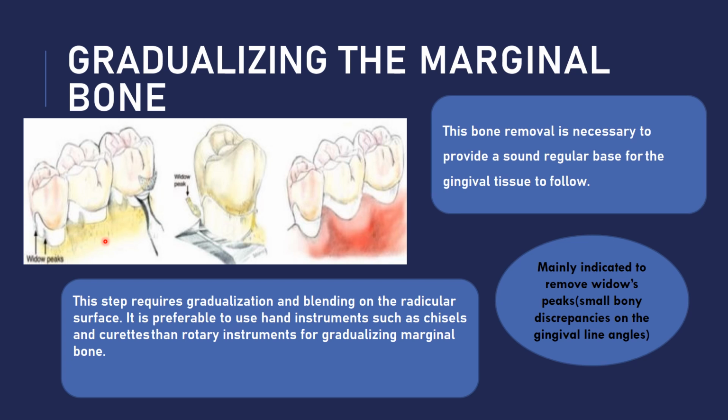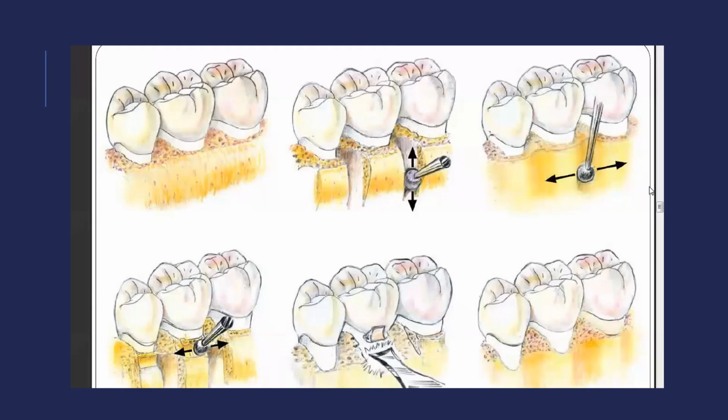So you can use hand instruments more compared to rotary instruments. It is mainly indicated to remove widow's peaks, where there are small bony discrepancies on the gingival line angles. So this is all the procedures together.